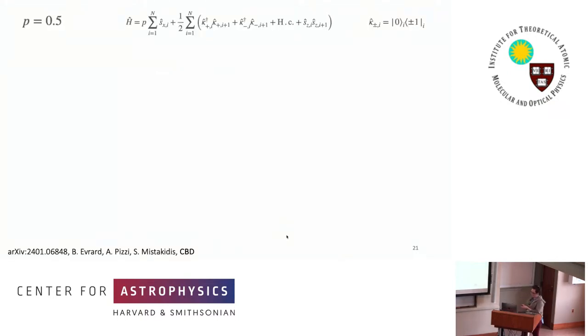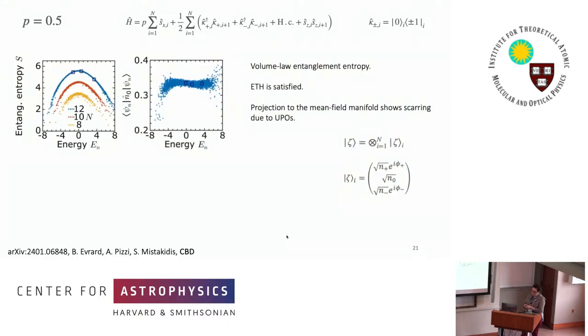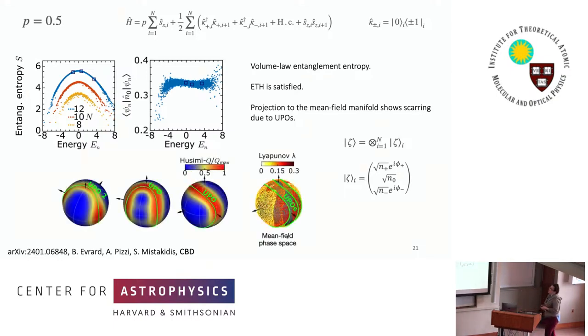So we basically start with this, a type of Heisenberg interactions, but then there is a field here. We start with a relatively high field. We study this limit because, again, we know in this particular case the phase space is fully chaotic with some unstable periodic orbits in it. And we find volume law entangled states throughout the spectrum. We found thermalization is satisfied, but very interestingly, when we look at the projection to the mean field manifold, we see basically a scarring in the Husimi distributions of these many-body states.